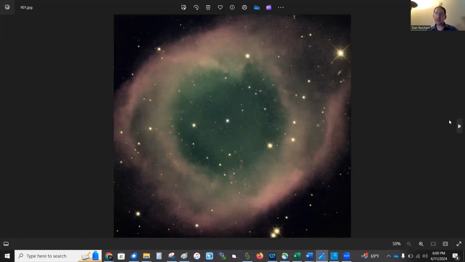This is one that I imaged a year ago. I imaged another one this year. I just haven't processed it yet. So here's my initial optical image. This is my LRGB focused on the stars.